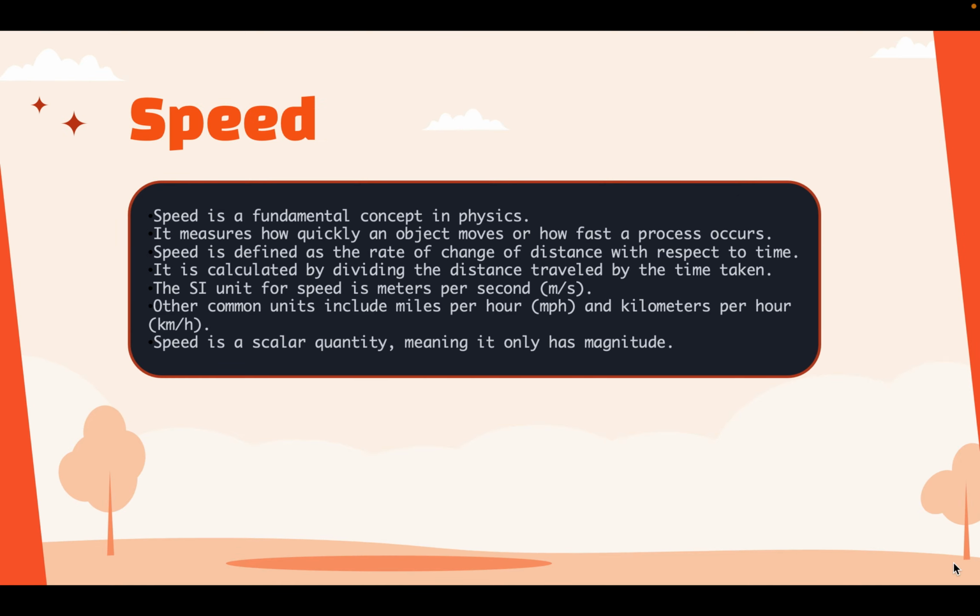Speed is the measure of how quickly an object moves or how fast a process occurs. It is determined by the rate of change of distance with respect to time. To calculate speed, you divide the distance traveled by the time taken. The SI unit for speed is meters per second, but you can also use units like miles per hour or kilometers per hour. It's important to note that speed is a scalar quantity, meaning it only has magnitude and doesn't consider the direction of motion.